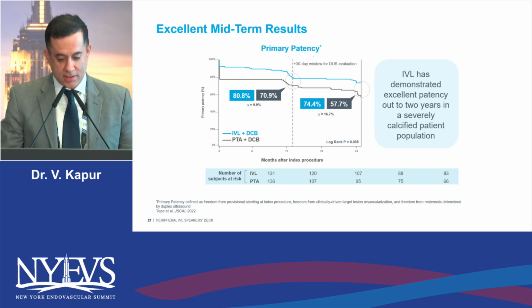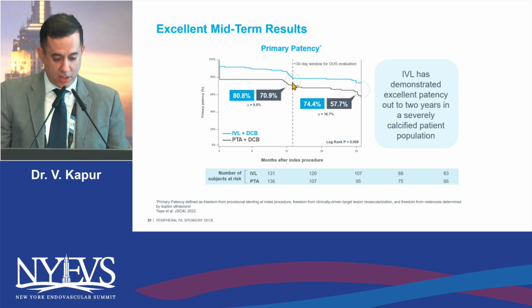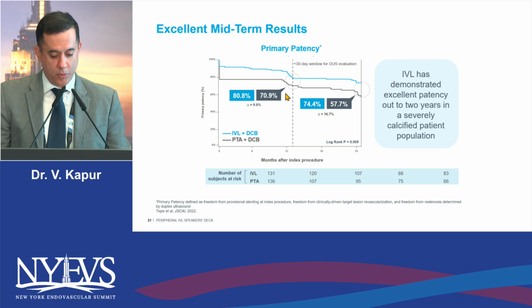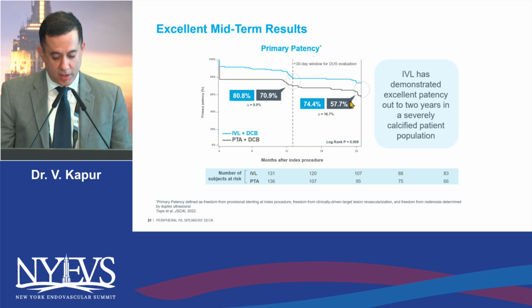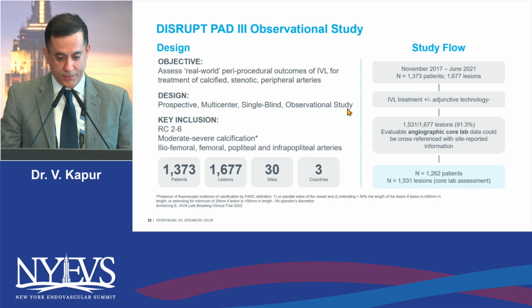And you can see a consistent significant difference between the IVL DCB arm versus the PTA arm, at first year, which was 80.8% and 70.9%, and followed up at second year, which still shows a significant difference of 16.7% here as well.